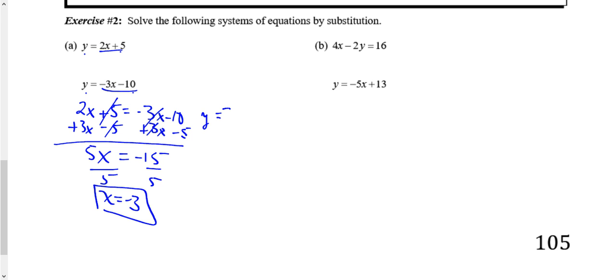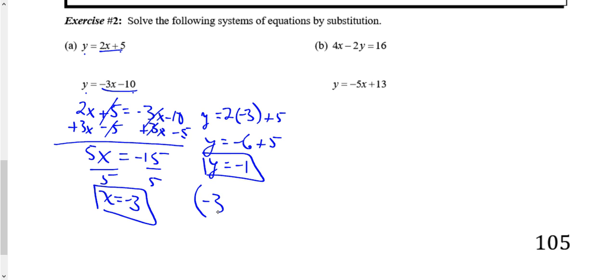Y equals 2 times negative 3 plus 5. So, negative 6 plus 5 is negative 1. So you write it like this: negative 3 comma negative 1 is your final answer. Any questions on that?